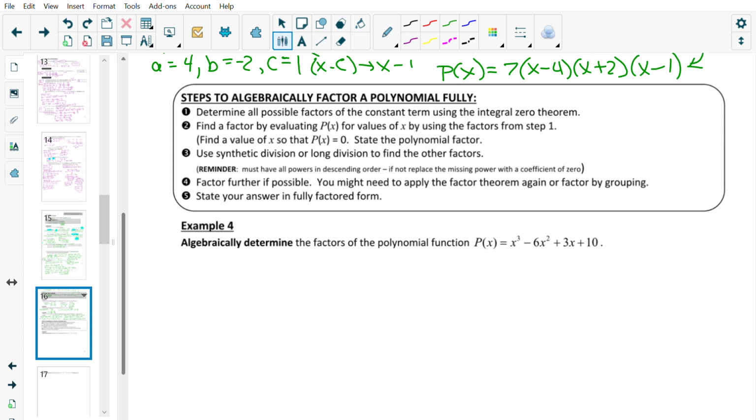Okay, steps to algebraically factor a polynomial fully. Determine all possible factors of the constant term using the integral zero theorem. Find a factor by evaluating p of x for a value of x using the factors from step 1. Use synthetic division. Factor further. State your answer. Okay, those are the mathematical instructions. Let's go through a couple of examples to illustrate this. Actually, lots of examples. Okay?